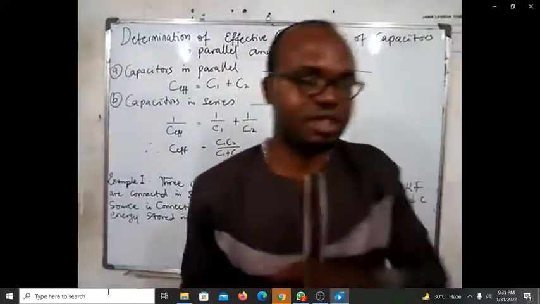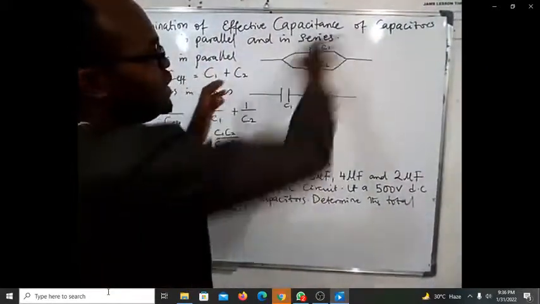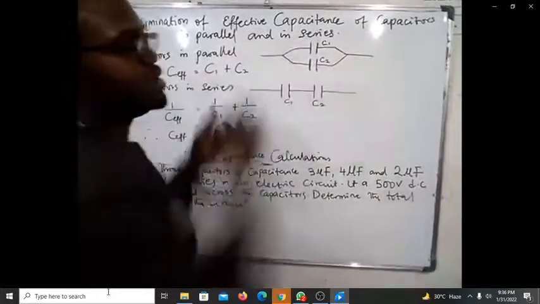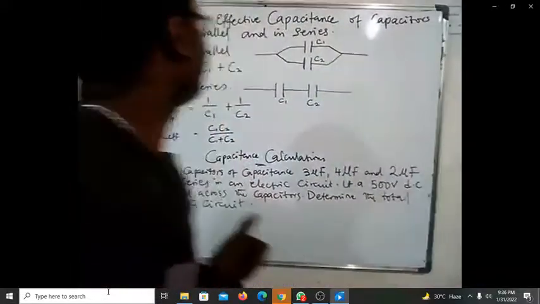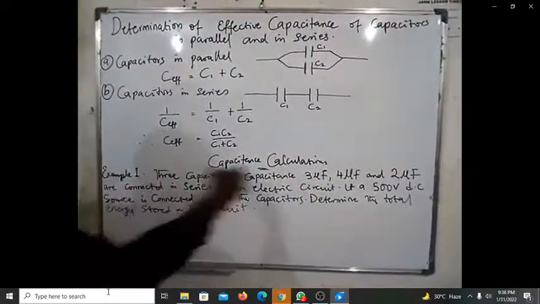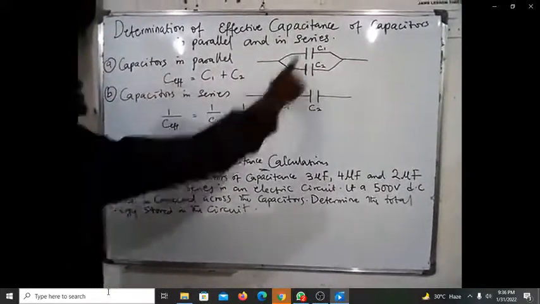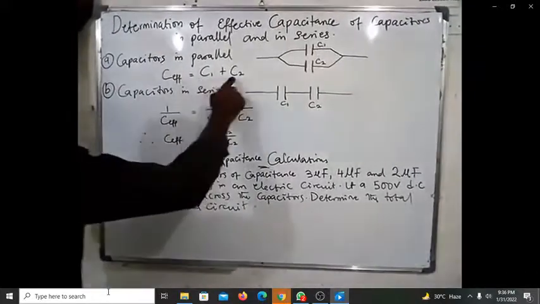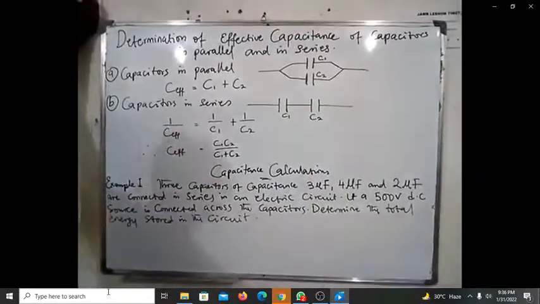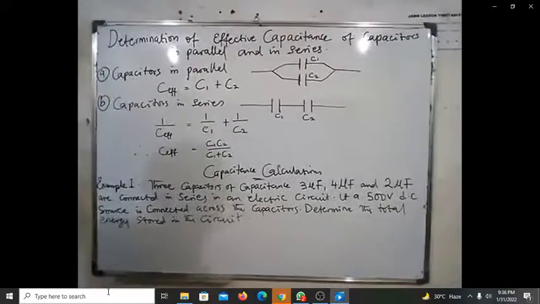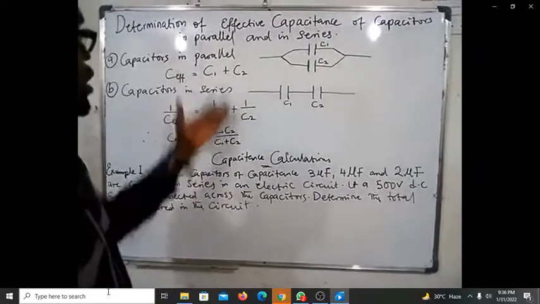So the calculation of effective capacitance in series and in parallel connection is the reverse of what we had for resistance of resistors. Now we're going to do calculations with this. Whenever capacitors are connected in parallel, you use direct addition. But whenever they are connected in series, you use the reciprocal. You add up the reciprocals of the capacitances. So take note of these relations.